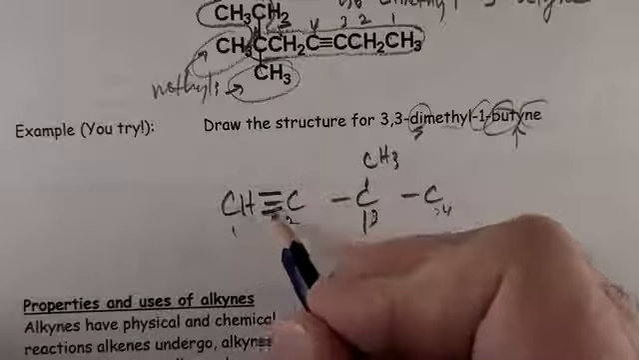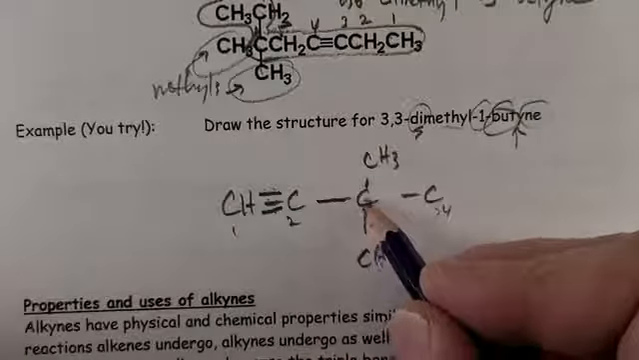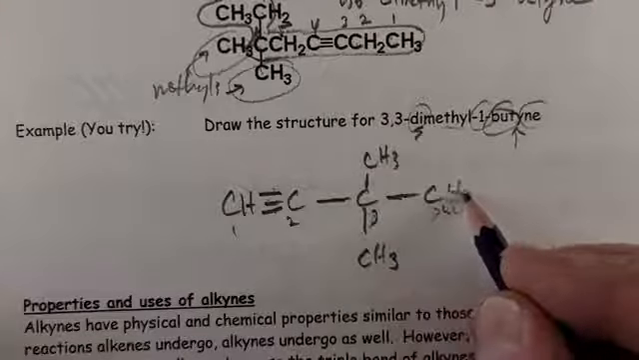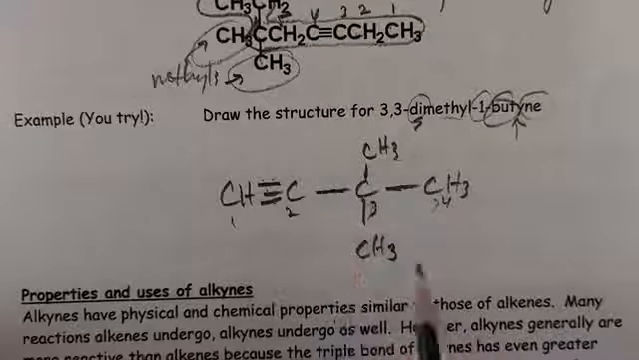I'm going to need one there. 1, 2, 3, 4. 1, 2, 3, 4. This carbon's good. This carbon, 1, 2, 3, 4, he's good. This carbon, yeah, I need the extra 3 at the end. There we go. 3,3-dimethyl-1-butyne.